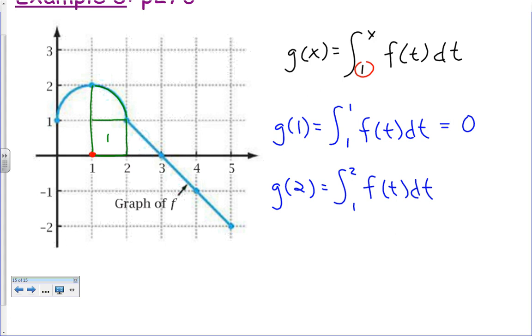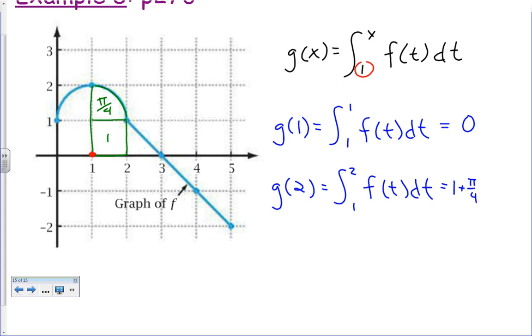But then you also have this quarter circle with a radius of 1. I know the area of a circle is pi times the radius squared, and since it's a quarter circle, it's 1/4 that. So pi times 1 squared, that's just pi times a fourth or a quarter of the circle. This is pi over 4. So it turns out that g of 2 is equal to the sum of those two, that would be 1 plus pi over 4.